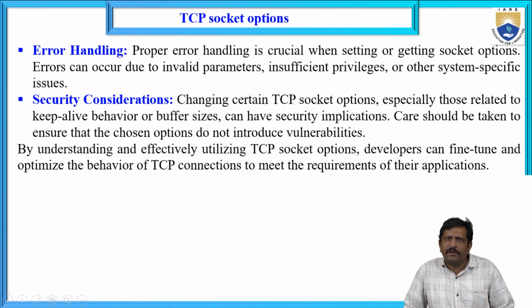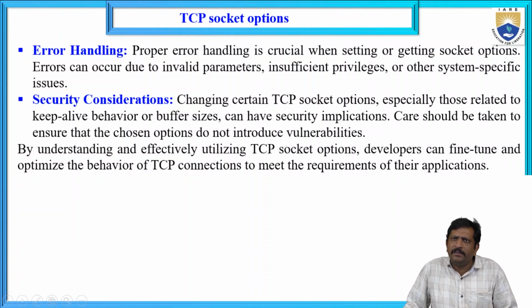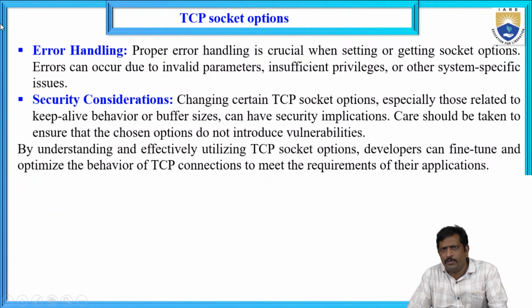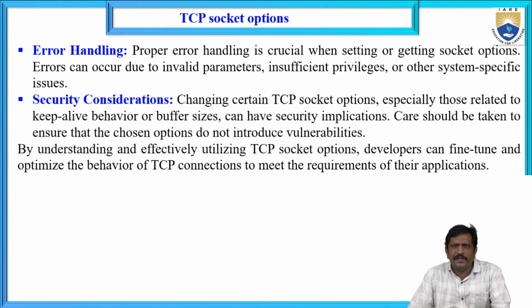Security considerations: changing certain TCP socket options, especially those related to keep-alive behavior or buffer sizes, can have security implications. Care should be taken to ensure that the chosen options do not introduce vulnerabilities. By understanding all these implications and effectively utilizing the TCP socket options, developers can fine-tune and optimize the behavior of TCP connections to meet the requirements of their applications.